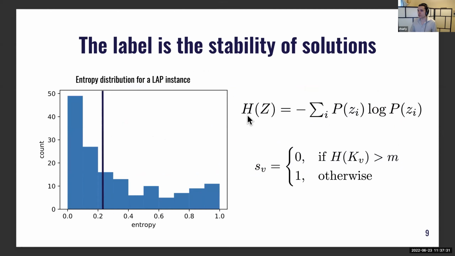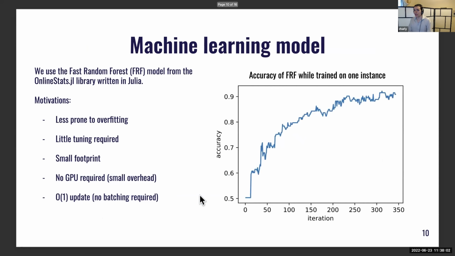I put the definition of entropy here, minus the sum of p log p, but we don't predict the entropy. What we do is convert that into a binary label, which tells us if the solution is stable or unstable, and we do this by using a threshold. Here in my data set, I give an example on a set of LAP instances. The median here is 0.22. So all of the trains or objects that are below that threshold will be considered stable and all the others unstable. The machine learning model we use is a fast random forest, written in Julia.